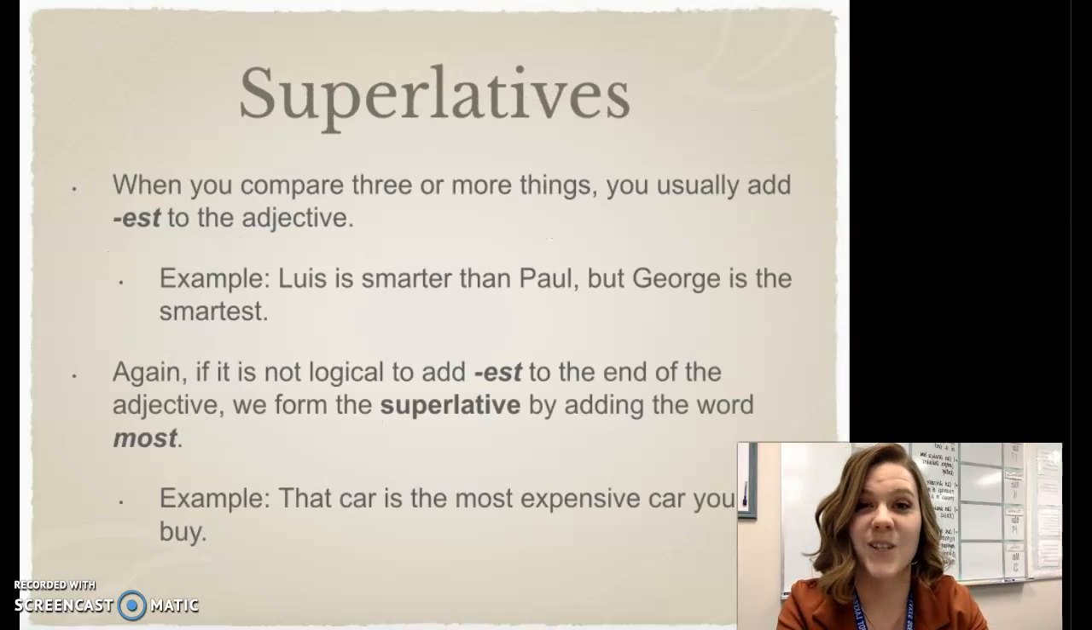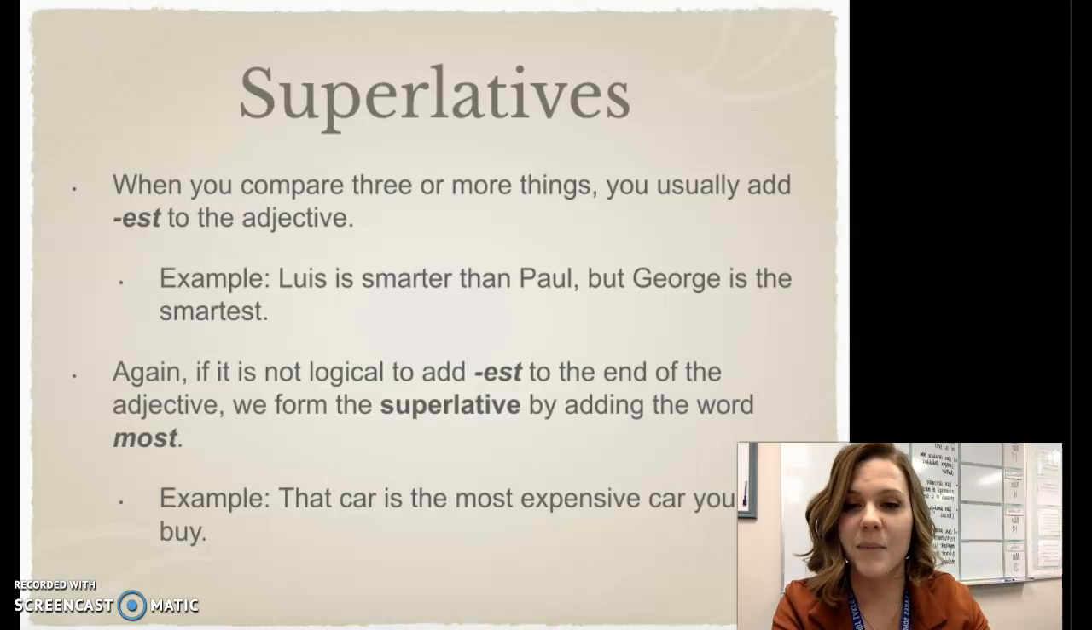Next, let's take a look at the superlative. When we are comparing 3 or more items in a sentence, we typically can add est to the end of the adjective. Listen, Louis is smarter than Paul, but George is the smartest. In this example, I have 3 things that I'm comparing, Louis, Paul, and George. Because I have 3 items, I form that last comparison by using the superlative, and I write smartest.